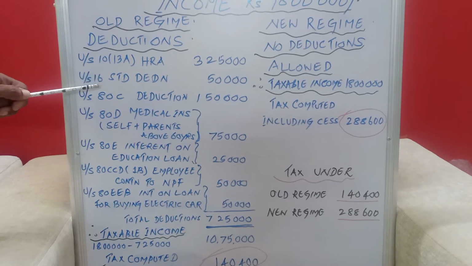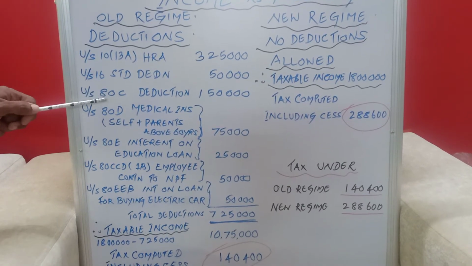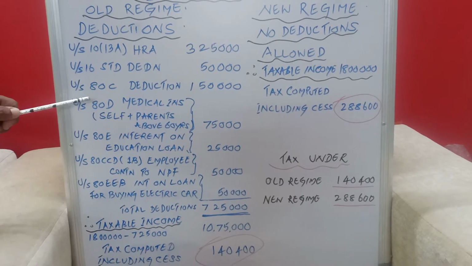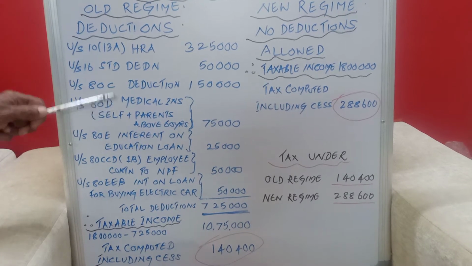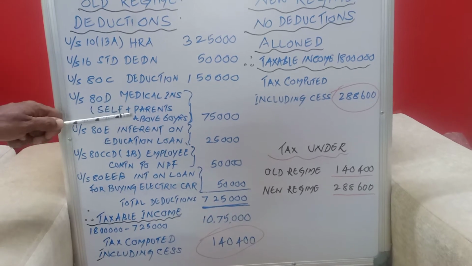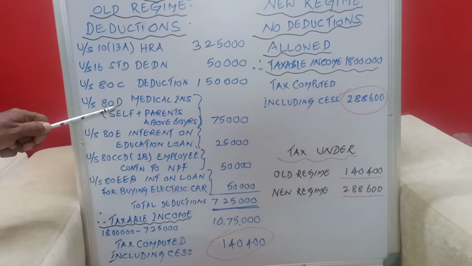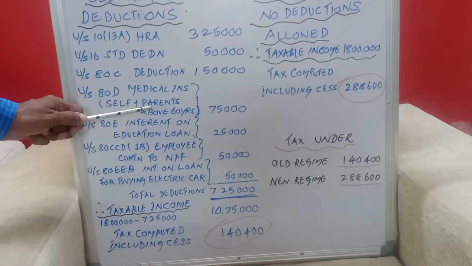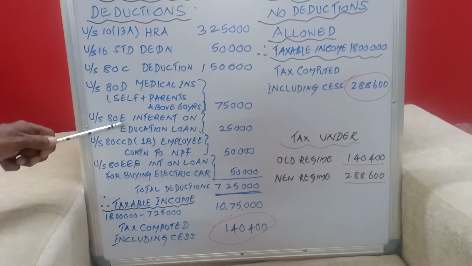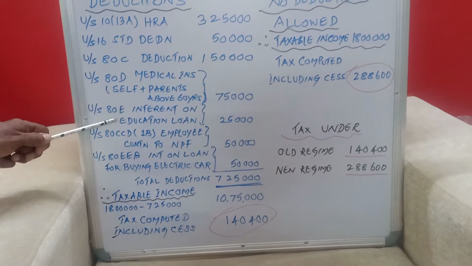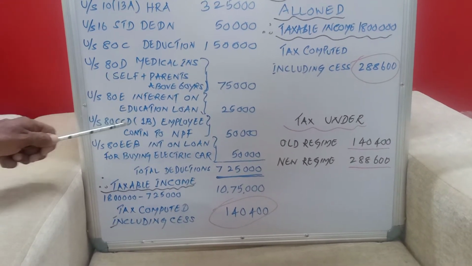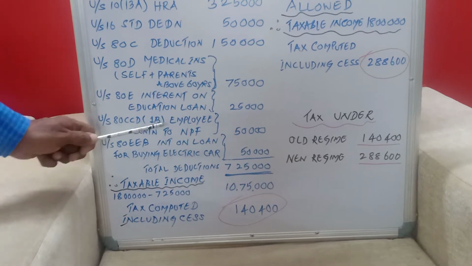As usual, under section 16, standard deduction 50,000, 80C deduction total 1,50,000, 80D medical insurance claim for self plus parents above 60 years. In the previous illustration it was below 60 years, here above 60 years. So 25,000 plus 50,000 maximum, total 75,000. Under section 80E, interest on education loan repayment, 25,000. Under section 80CCD 1B, employee contribution to NPF, maximum 50,000.